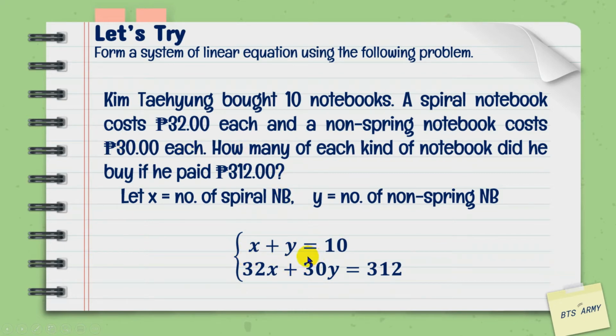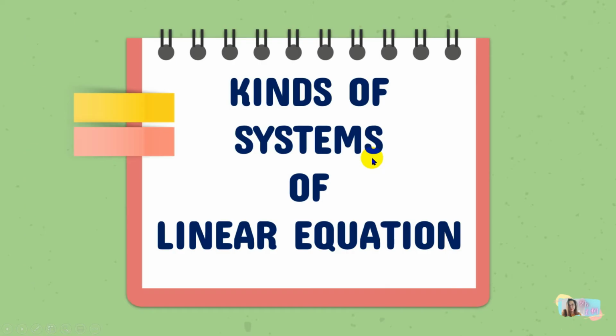Okay, so that's what a system of linear equations is. It could be two or more linear equations, and again, when we say equations, there is an equal symbol, and kailangan po same variable ang meron sila. Okay? So let's have the kinds of systems of linear equations.